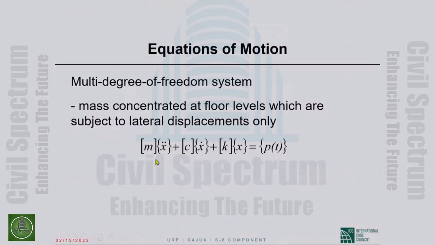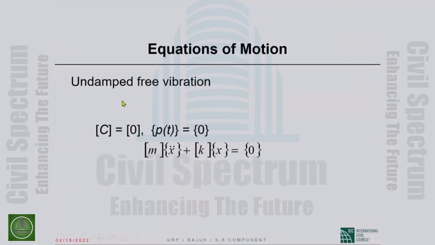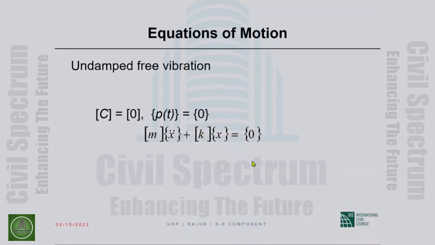Mass times acceleration: mass is a matrix, acceleration is a vector. Damping matrix times the velocity vector. Stiffness matrix times the displacement vector is equal to the vector of applied forces that cause the vibration. If it is undamped free vibration, undamped means the C matrix is a null matrix and the vector of forces is a null vector. The vibration is taking place without any forces being applied, because of earthquake excitation, for instance. Then the equations of motion get reduced to mass matrix times acceleration vector plus stiffness matrix times the displacement vector is equal to the null vector.